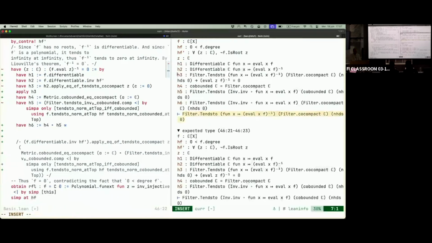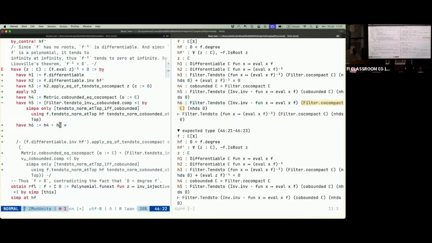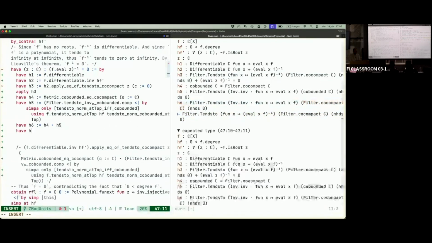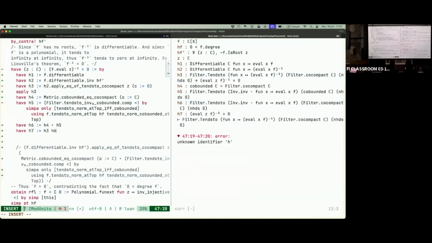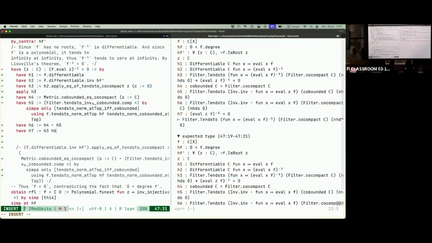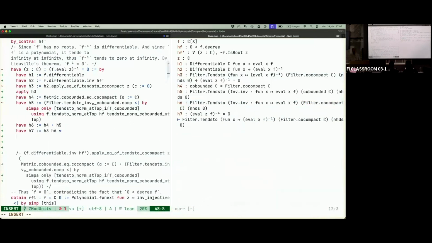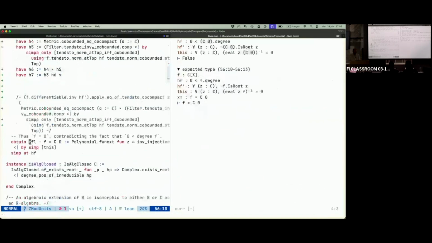Here, H6 is really the hypothesis of H3. So I could define H7, which is H3 H6. And that really says that 1 over F is 0. And now we need to prove that F is constant equal to 0, which is the end.